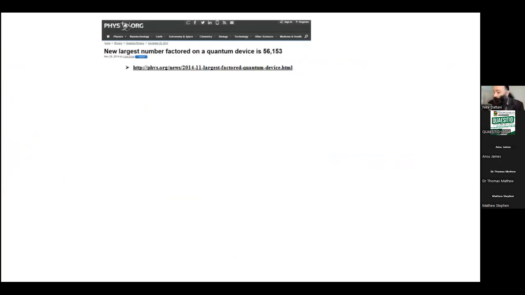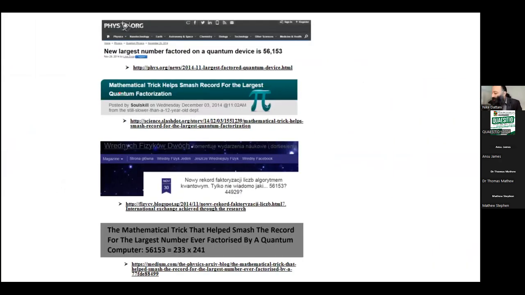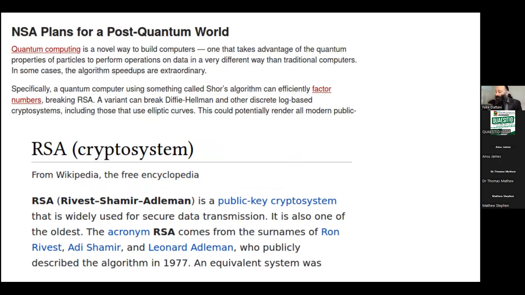This was picked up by journalists. They considered this to be the new largest number factored on a quantum device, 56153. Some people called this the mathematical trick that helped smash the record for the largest quantum factorization. I like this article, NSA Plans for a Post-Quantum World. They referenced my work there.